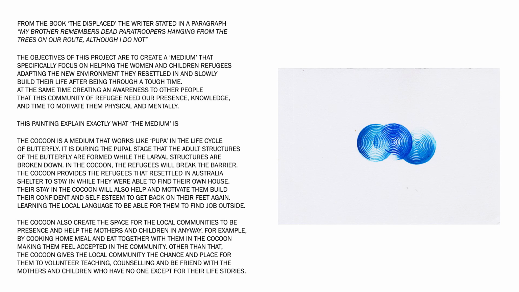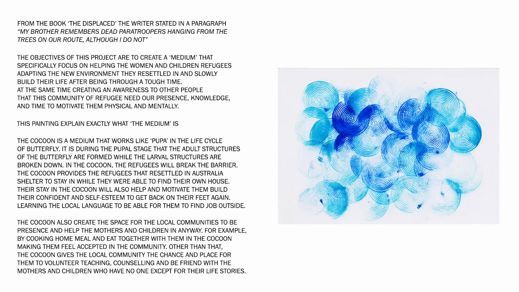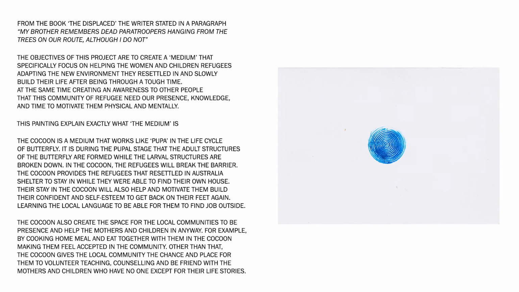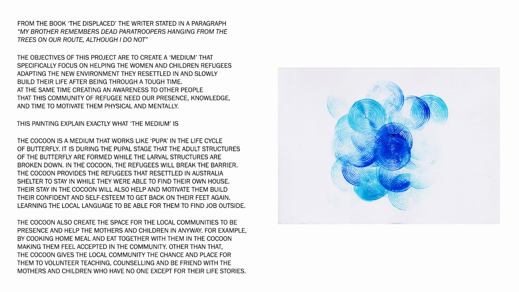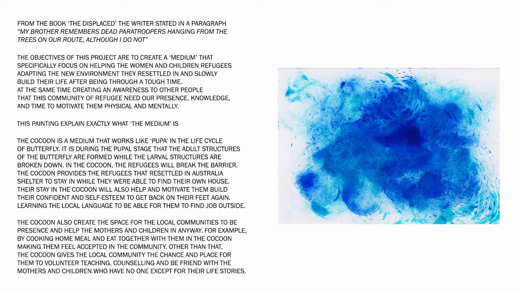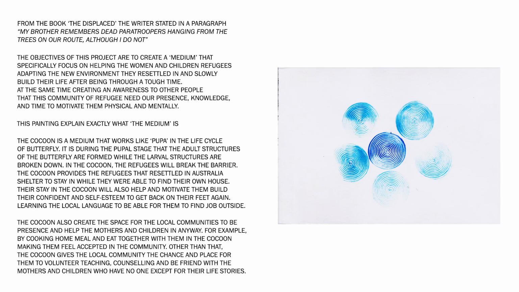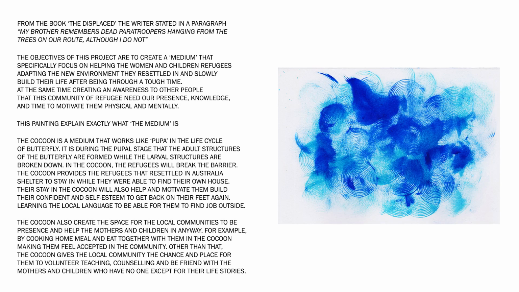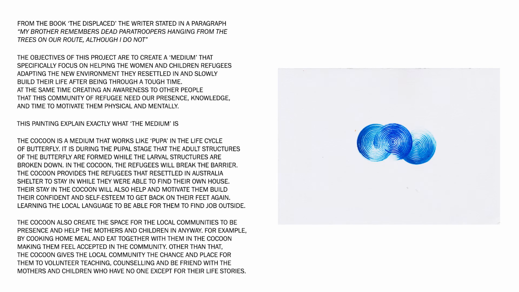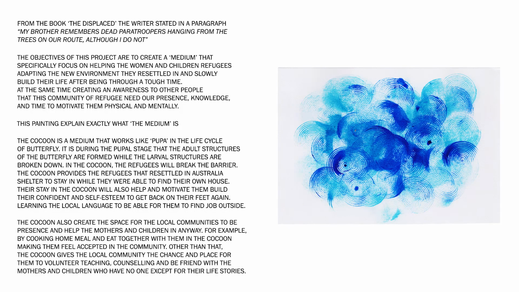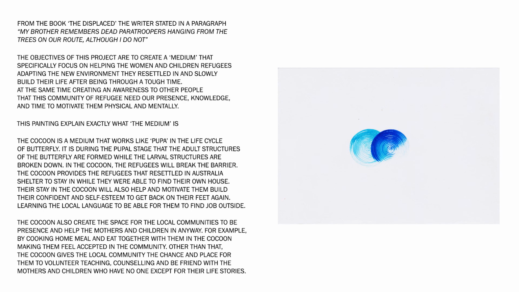The cocoon also creates the space for the local communities to be present and help the mothers and children in any way. For example, by cooking home meals and eating together with them in the cocoon, making them feel accepted in the community. Other than that, the cocoon gives the local community the chance and place to volunteer teaching, counseling, and be friends with the mothers and children who have no one except for their life story.